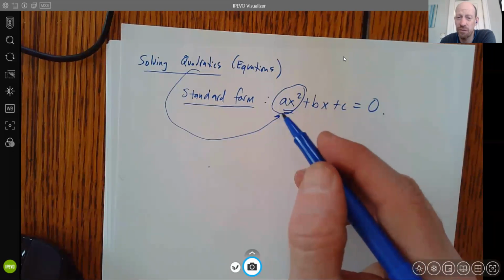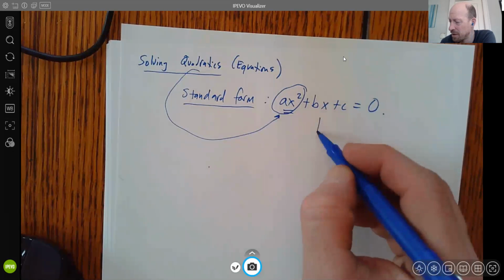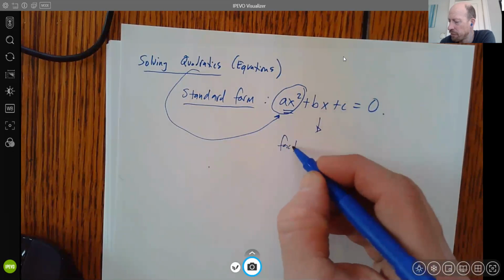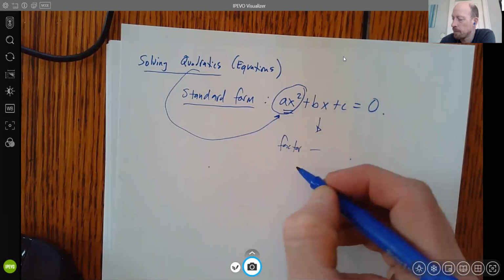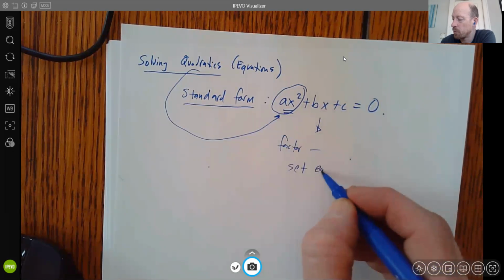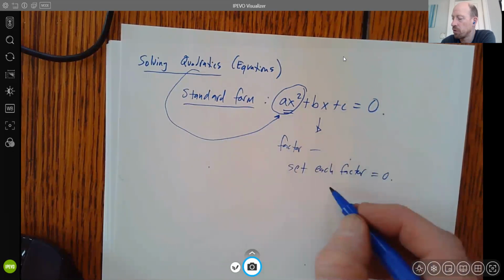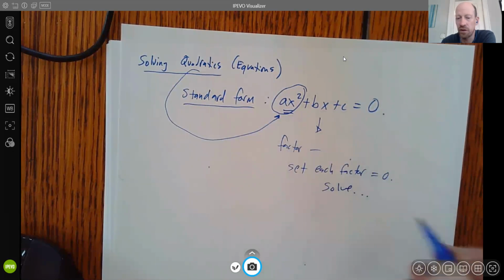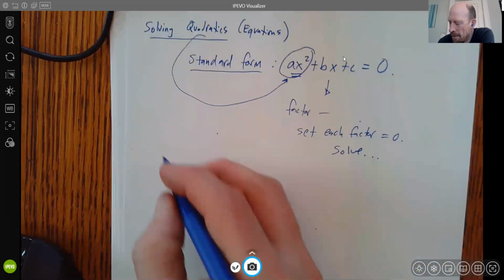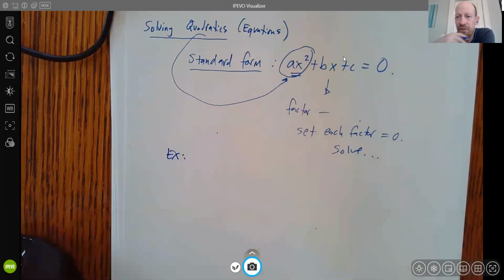It's going to be easier for me to factor, right? Because that's my next approach. I want to factor, then I want to set each factor equal to 0 and solve. Okay. So that's our strategy with quadratic equations right now. Let's see an example.